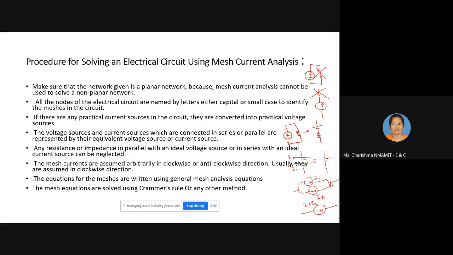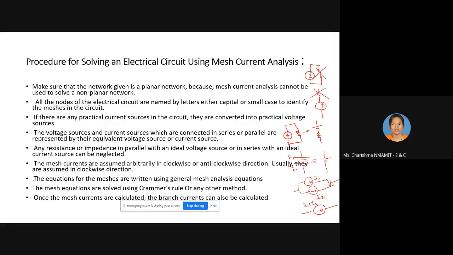When you have AC circuits, you have to go for Cramer's rule. In the materials which I have uploaded, there are circuits related to AC sources also. But after completing mesh and node analysis, I will do the numericals related to AC sources together for all four methods.